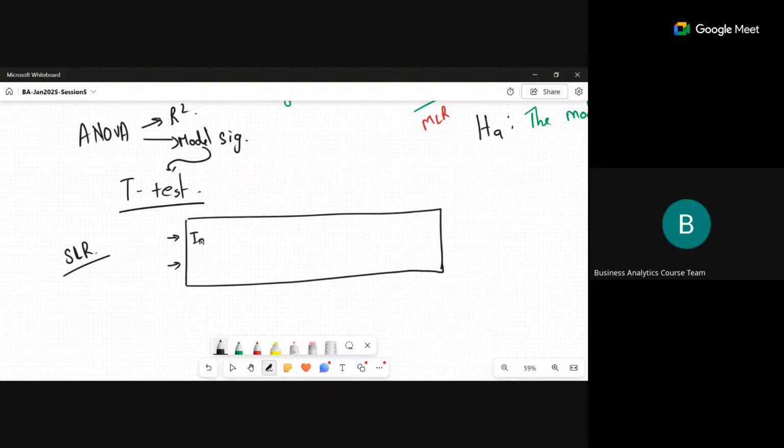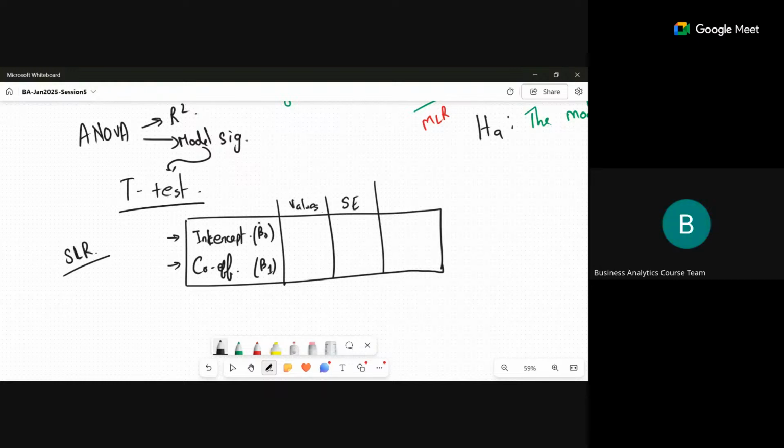The first thing will be the intercept, and the second thing will be the coefficient. So in SLR, the intercept represents beta 0 and the coefficient represents beta 1. Right? You will get their values. First thing will be their values. The second column will be what? Standard error.